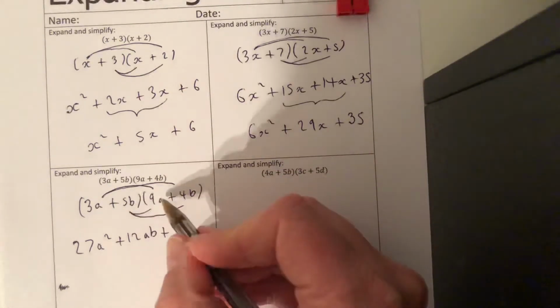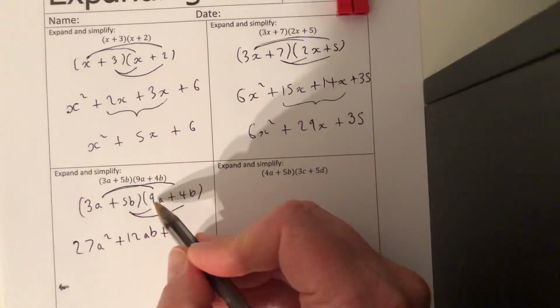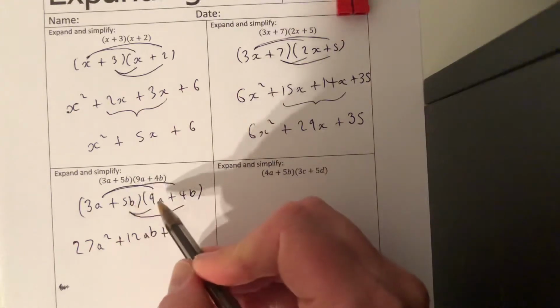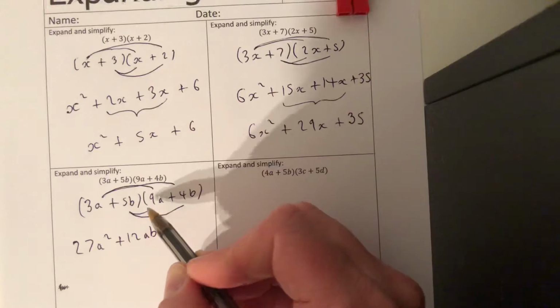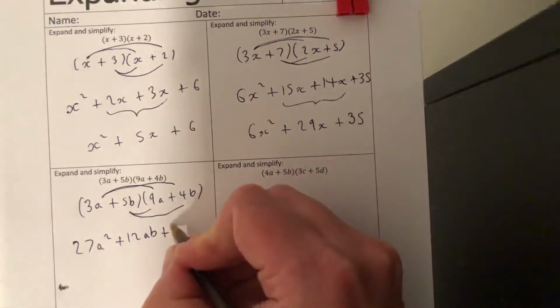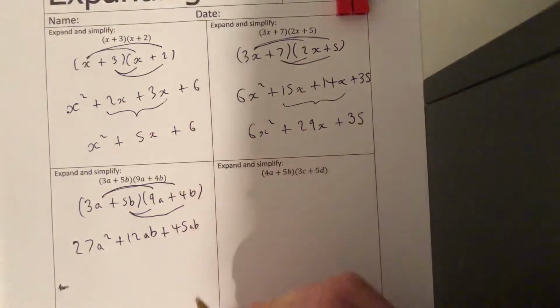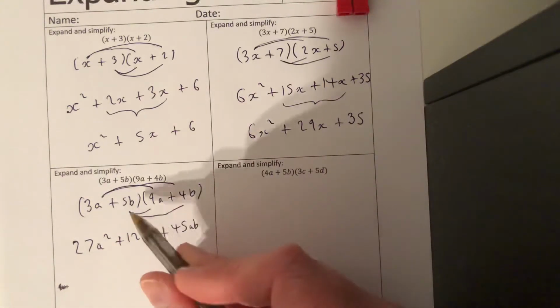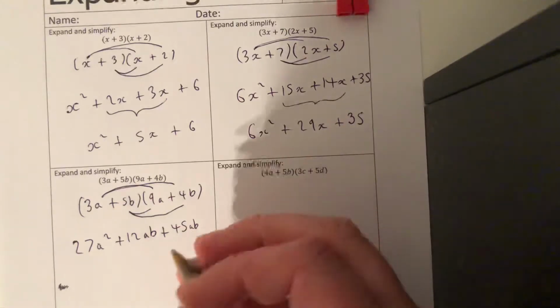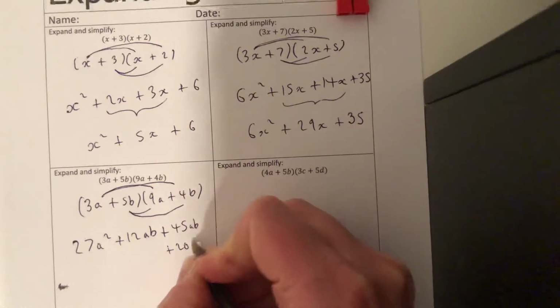The third one, 5b times 9a, so 5 9s are 45. And here's the key, b times a. Don't say ba, ab. Always go with the alphabet. So 5 9s are 45, so we've got 45ab. That will make my last simplifying much easier. And 5b times 4b, 5 4s are 20, b times b is b squared, so plus 20b squared.